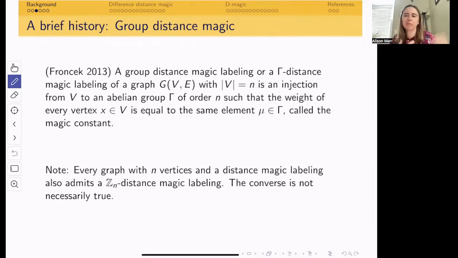So you can create some graphs, and I think in this first paper in 2013, Froncek has an example of that. It's some cycle products of graphs that are not distance magic, but they are Z_n distance magic. So there are some interesting relationships here: one implies the other, but not the other way around.